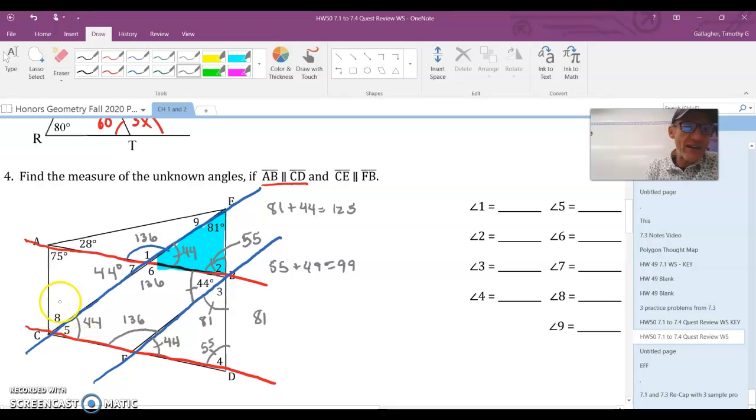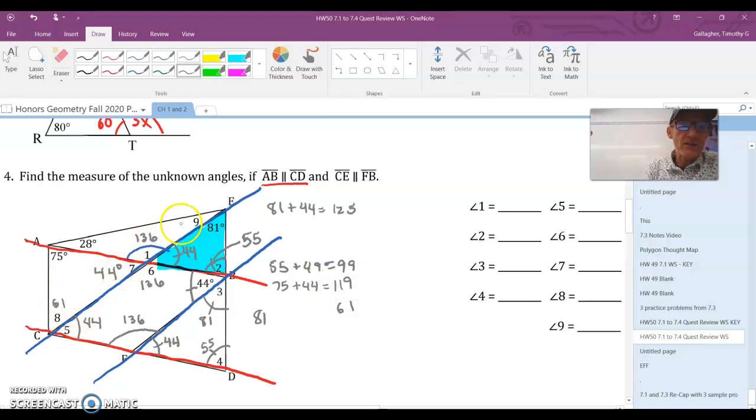Now, angle 8, you figure out with these two angles here, 75 and 44. So 75 plus 44, all right, that's 119. Okay? So 119 taken away from 180 is 61. That's the measure of angle 8, is 61.